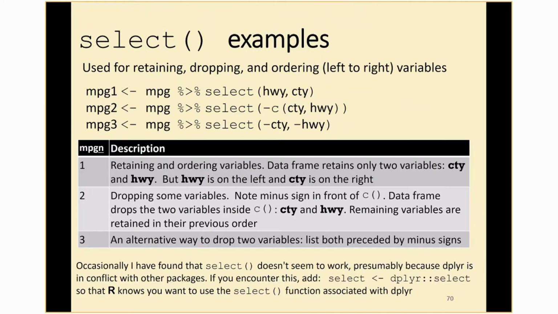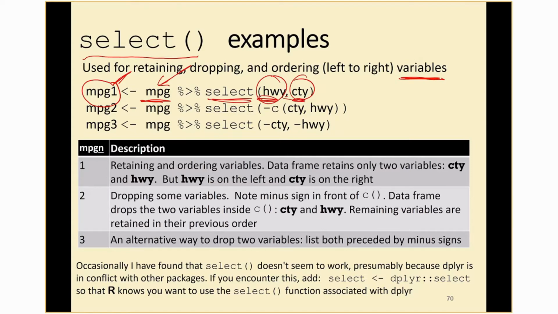Select. So when we did filter, we were adding or dropping records. Now we're going to add or drop variables. So in the first instance, we're going to make mpg1. It's going to be based on mpg, and it's going to retain only two variables, highway and city mileage. So whereas mpg would have 234 records and 11 variables, mpg1 is going to have 234 records and only two variables, the ones that are specified by the select function.